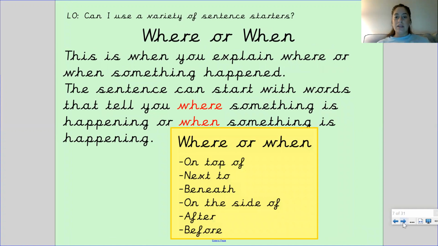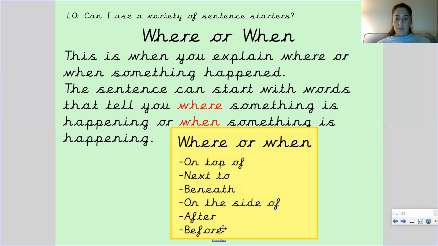Okay, so this is when you explain where or when something happened. The sentence can start with words that tell you where something is happening or when something is happening. For example, on top of, that tells us where something is happening. Next to, again, that tells us where something is happening. Beneath, that also tells us where. On the side of, that also tells us where something's happening.